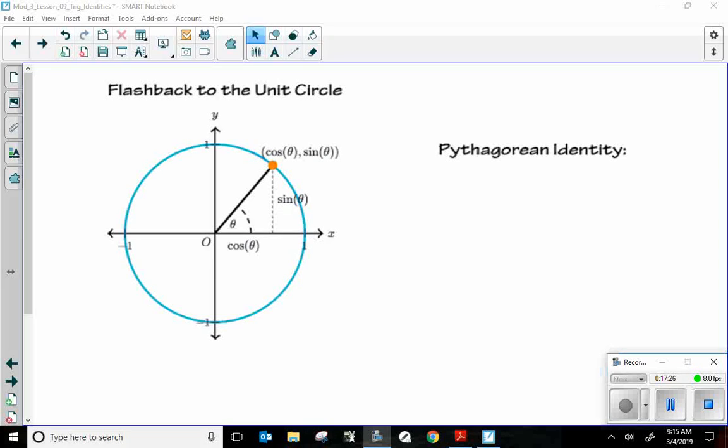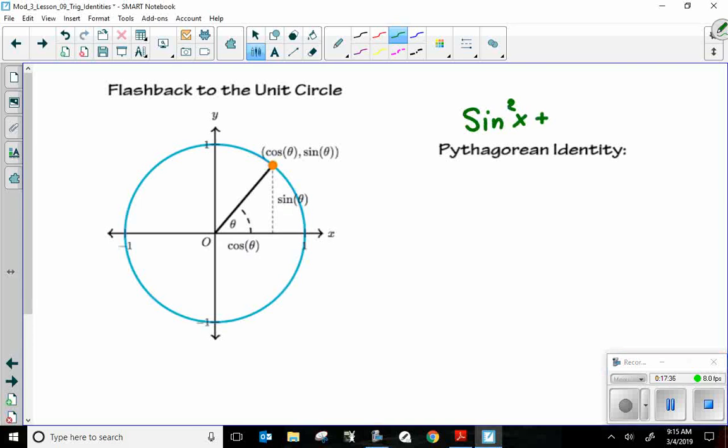Now, flashback to the unit circle. The Pythagorean identity. That is the big one. It's sine squared of x plus cosine squared of x equals 1. But how did we get that? I'm going to show you how we got that.